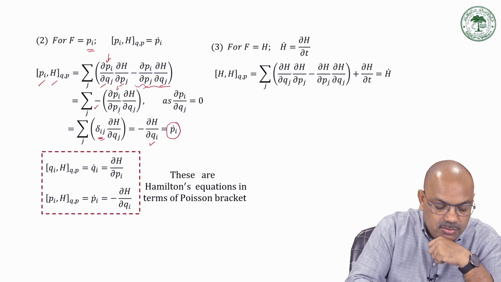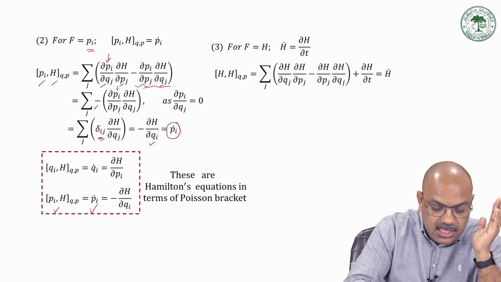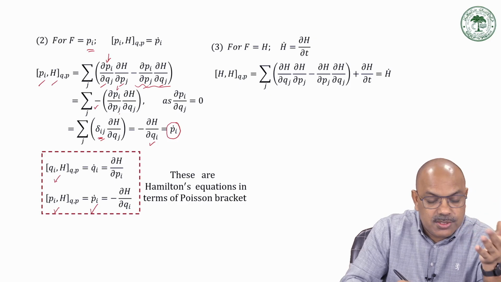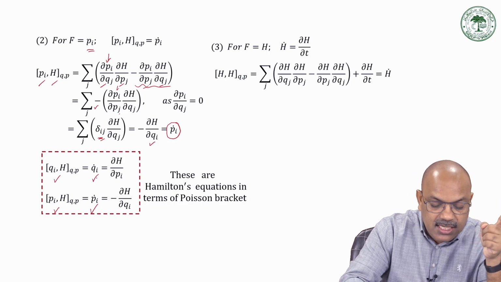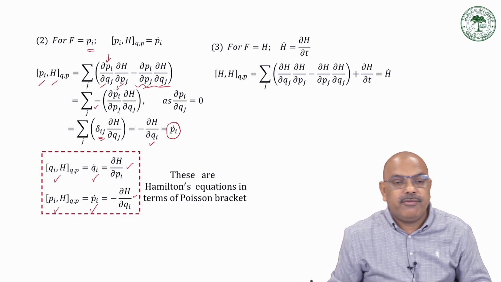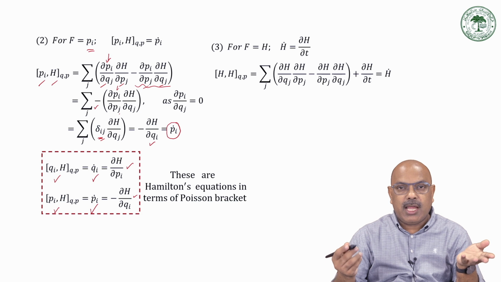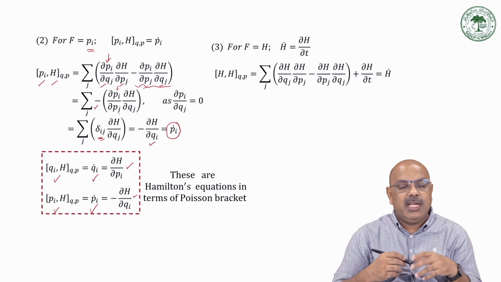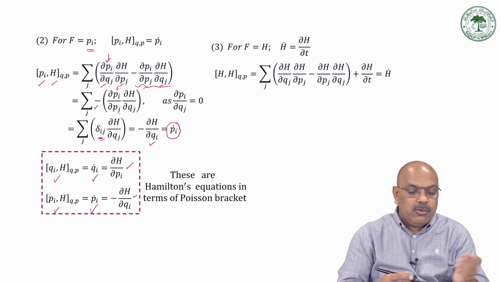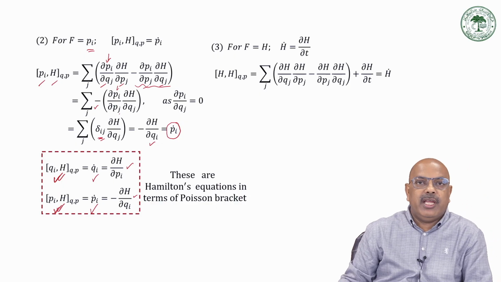So the Poisson bracket of p with respect to H gives p_i dot, and the Poisson bracket of q with respect to H gives q_i dot, and these are nothing but the Hamilton equations of motion. So if you write the Hamilton canonical equations of motion in terms of the Poisson bracket, they are the Poisson bracket of q with H, and the Poisson bracket of p with H.